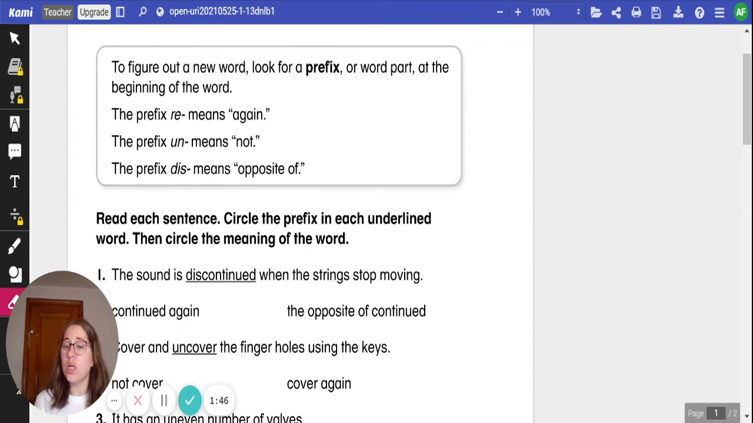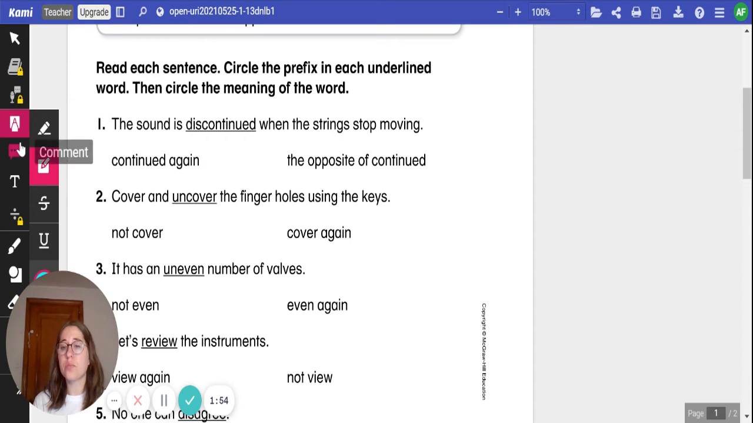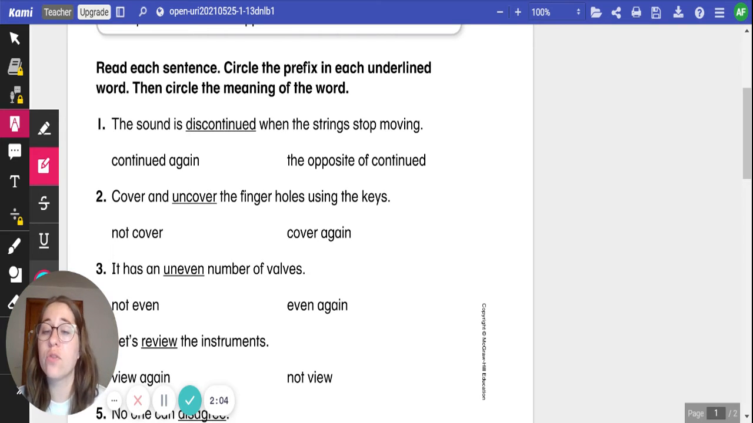When you figure out a new word, you can always look for a prefix or word part at the beginning of the word. We're going to go through each sentence, and we're going to circle the prefix in each underlined word and then circle the meaning of the word. So we're going to use each of the prefixes that we see to help us figure out what the meaning of the word is. For number 1, the sound is discontinued when the strings stop moving.